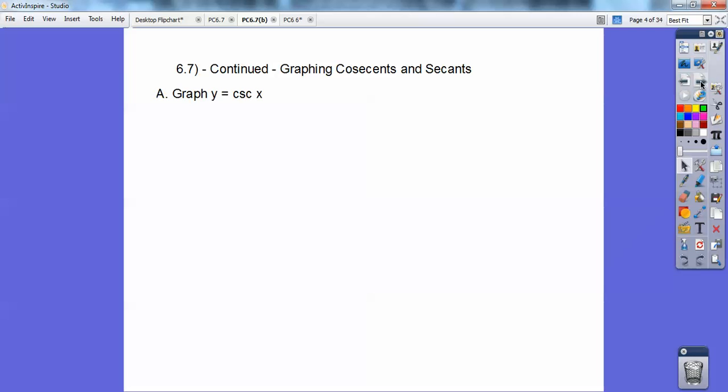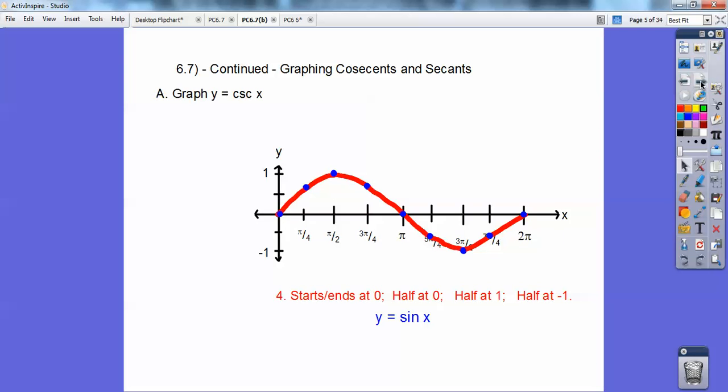Okay, so we're going to graph the cosecant, y equals cosecant. There's a sine curve, you guys. The cosecant is the reciprocal of that. So that's the sine curve, and I'm going to reciprocate that. Remember, sine starts and ends at 0, halfway at 0, a quarter at +1, three quarters at -1, and you complete that curve right there.